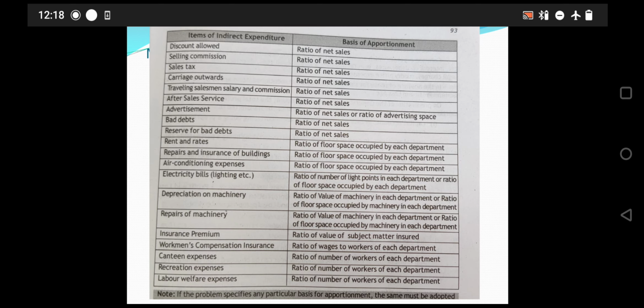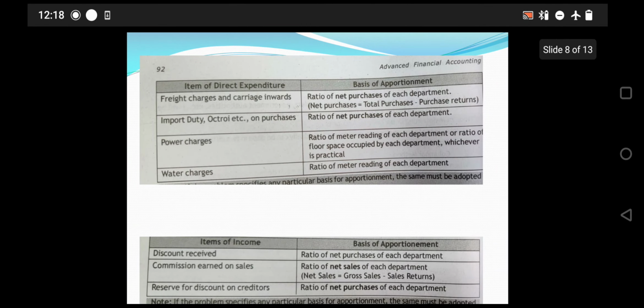This particular image can help you to know how the expenses can be appropriated between the different departments. This is for indirect expenses. This is for direct expenses. So direct expenses, which will come in the trading account, where freight and carriage will always be calculated on purchases, because freight charges and carriage charges will be paid on the goods which we import or purchase. Then import duty and octroi, again on purchases, will be paid on net purchases.